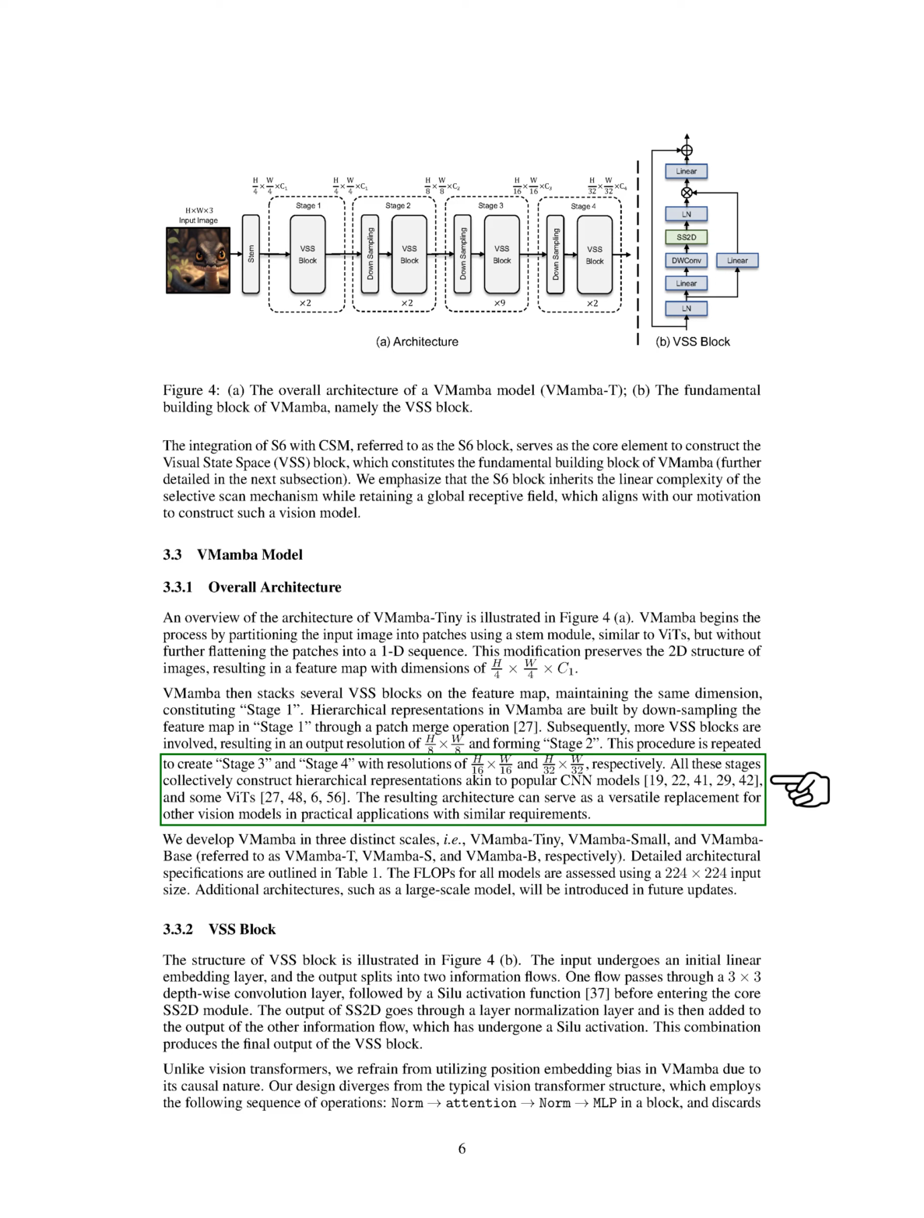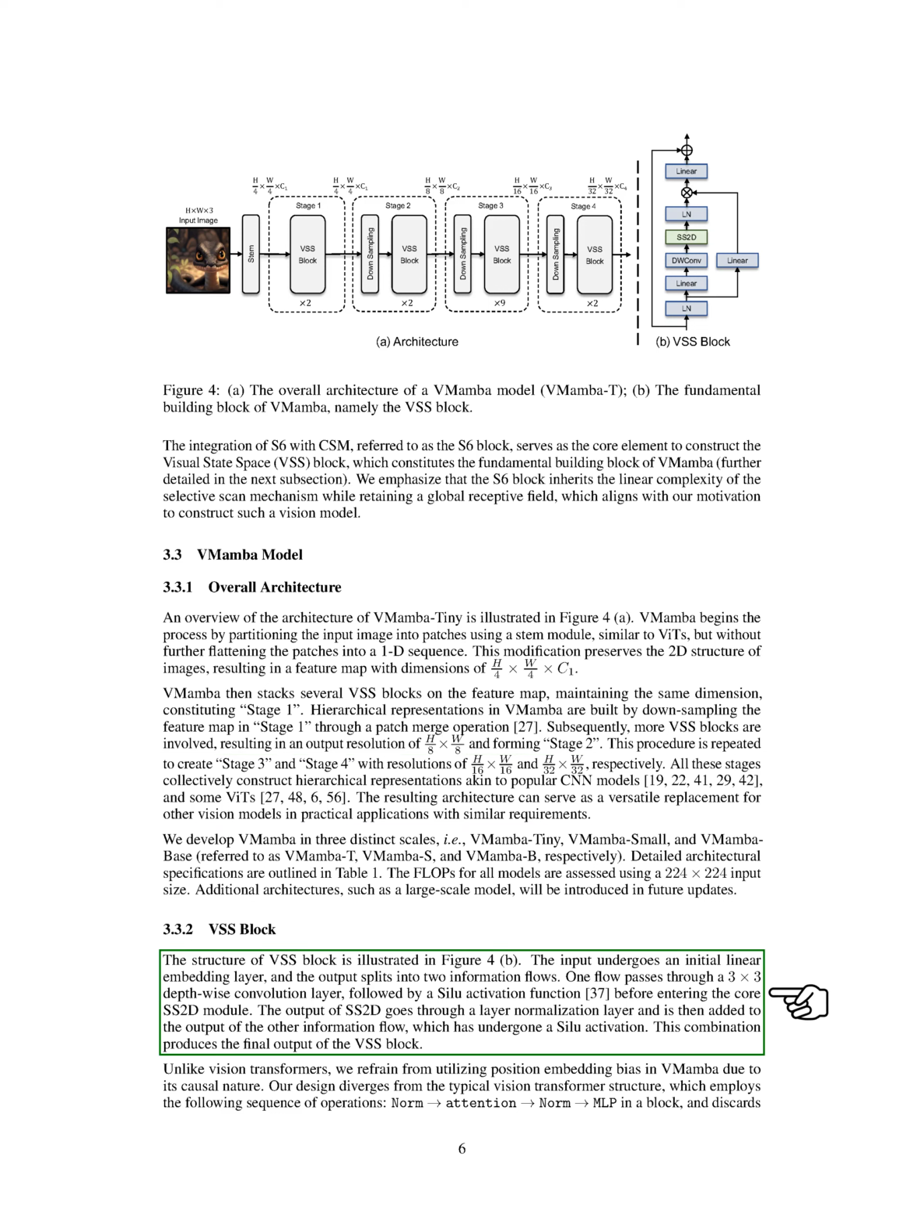Section: VSS block. Let's talk about the VSS block. Picture it like this. We have an input that first goes through a linear embedding layer. Then, it splits into 2 separate information streams. One stream goes through a depthwise convolution layer with a 3x3 filter, then it's activated by a SiLU function before entering the core SS2D module. The output from the SS2D module is normalized and then combined with the output from the second information stream, which has also been activated by a SiLU function. This combination gives us the final output of the VSS block.